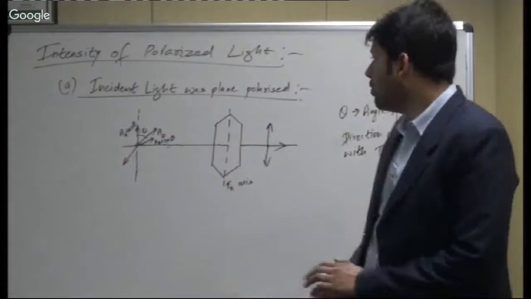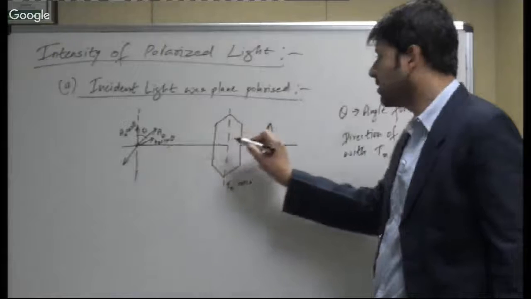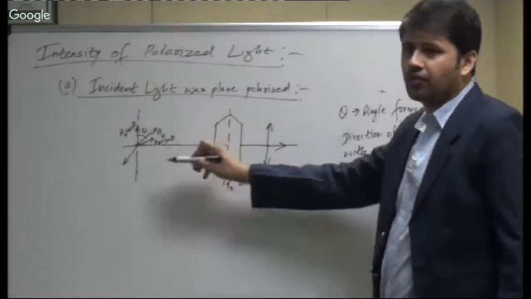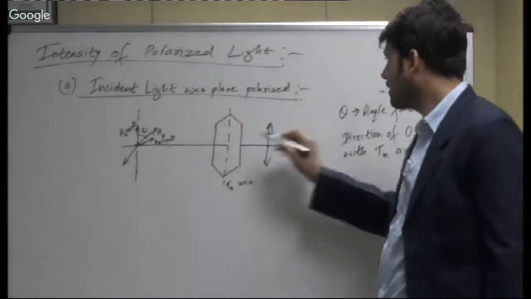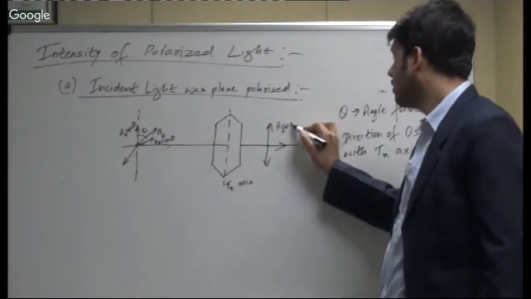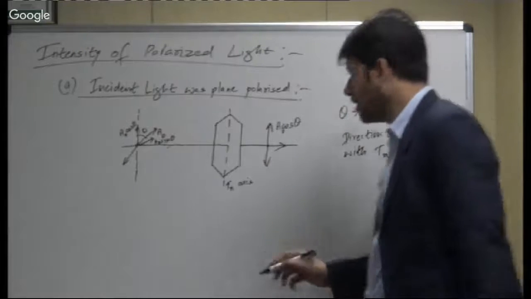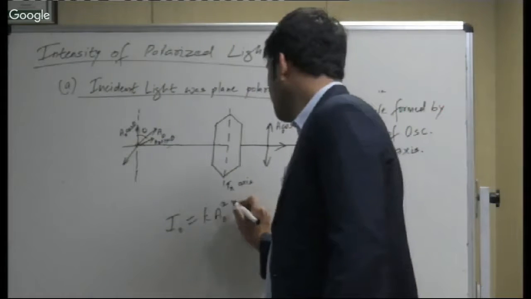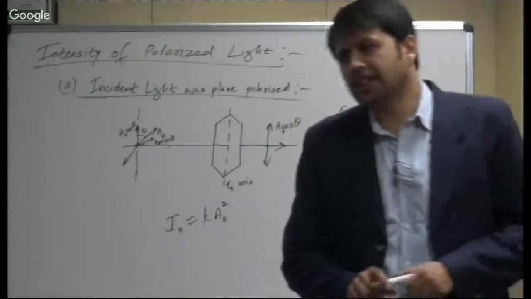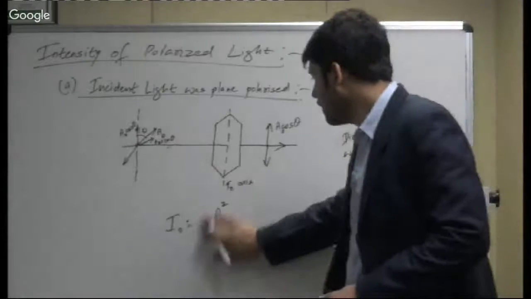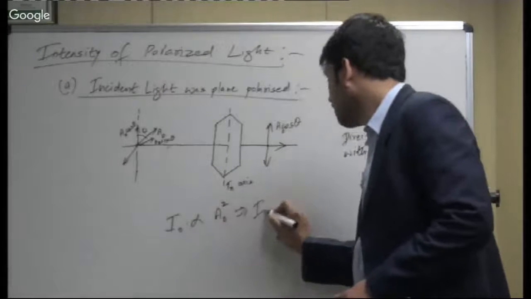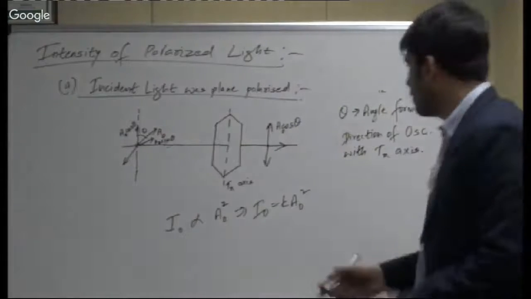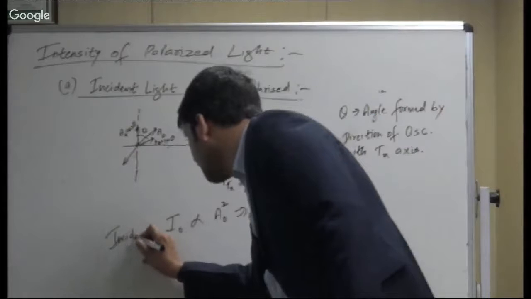Now we can see that when light passes through the polarizer, the A naught sin theta component gets absorbed while A naught cos theta comes out. You know it already. The incident intensity is proportional to A naught square, or we can call it I naught equal to K A naught square, where K is a constant. This is for incident light.